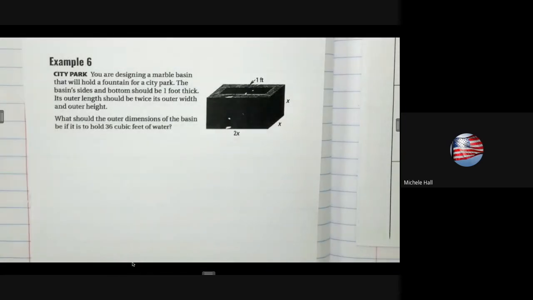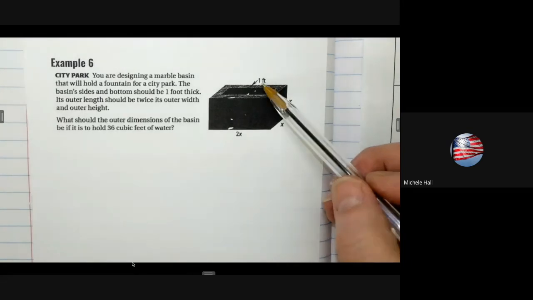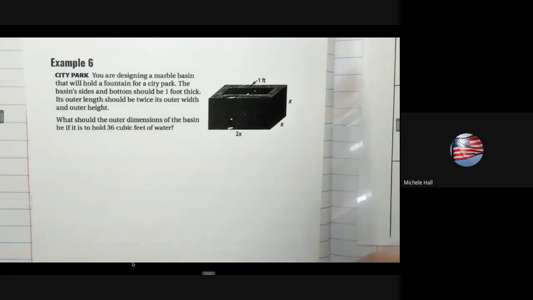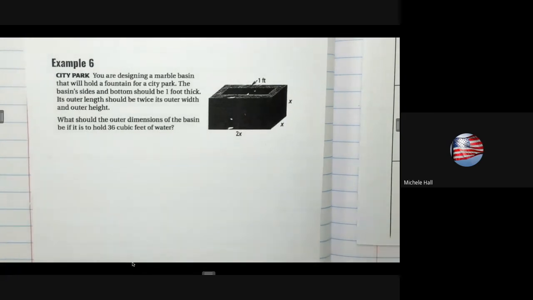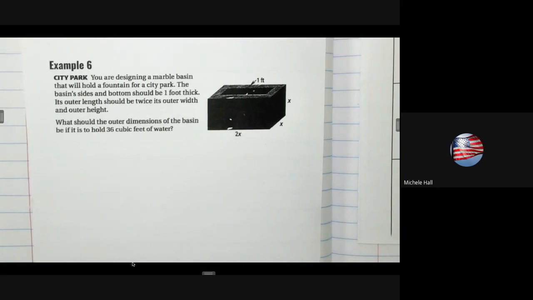Example 6. In the city park, you are designing a marble basin that will hold a fountain for a city park. The basin sides and bottom should be 1 foot thick. Its outer length should be twice its outer width and outer height. So 1 foot thick, and then it should be twice what the width and the height will be. What should the outer dimensions of the basin be if it is to hold 36 cubic feet of water?